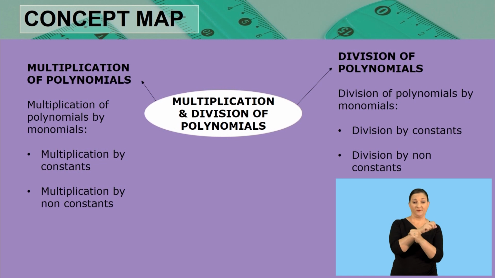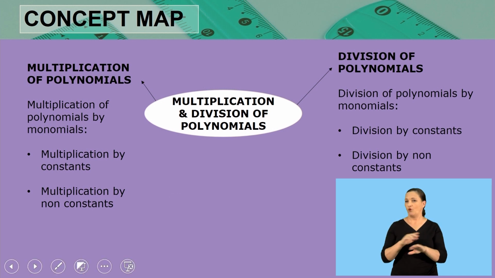Let's look at today's concept map and see what our lesson is going to be focusing on. So we are going to be focusing on multiplication of polynomials, where we are going to look at multiplication by constants and multiplication by non-constants. Then we're also going to be looking at division of polynomials, where we are going to be focusing on division by constants and division by non-constants.